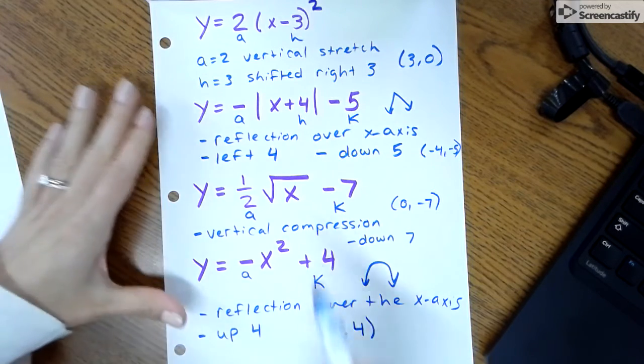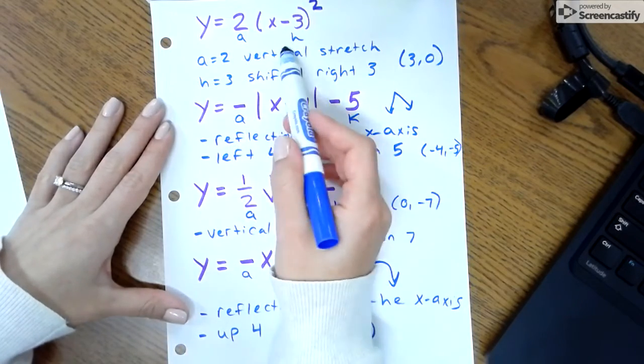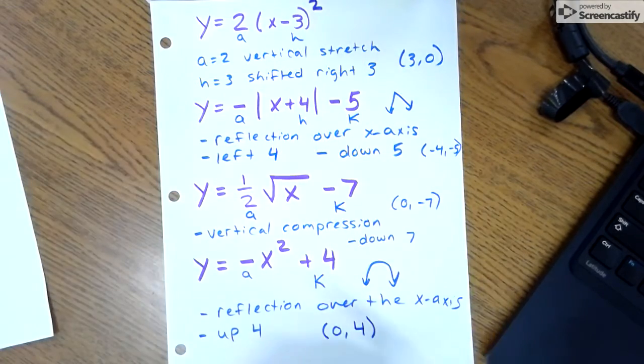So hopefully that video helps you. Again, I think it's very helpful to look at your equation and label what you have, so be it A, H, or K, and then from there talk about what the transformations were that took place.